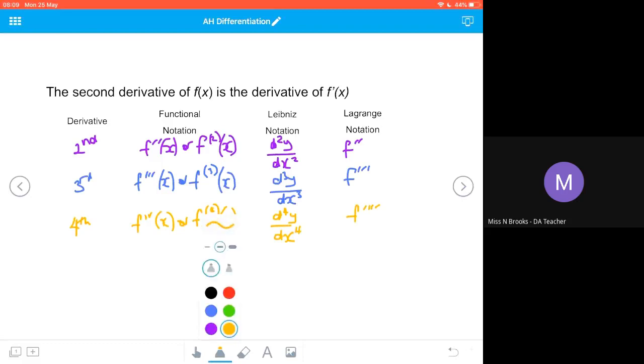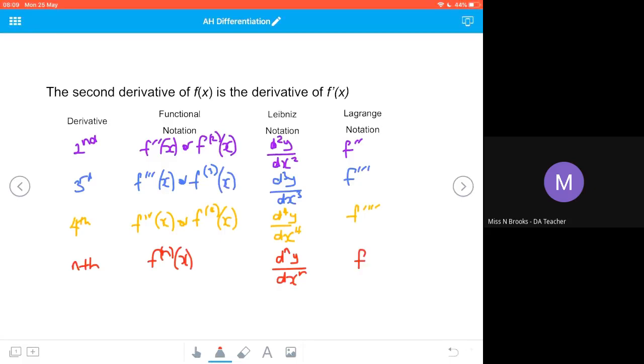So if we want to consider the nth derivative, it will be f(n)(x) for the functional notation. It will be dny by dx to the power of n for Leibniz notation, and it will be f with n primes for our Lagrange notation.